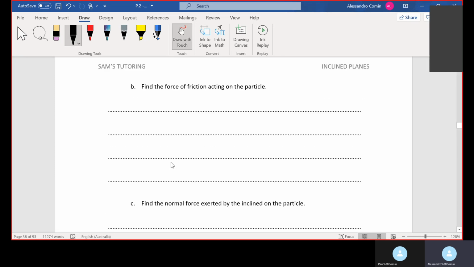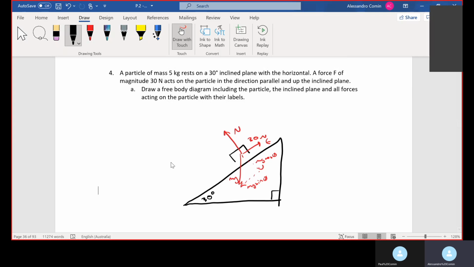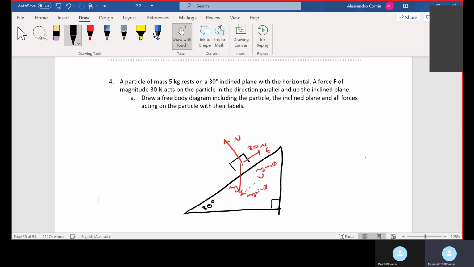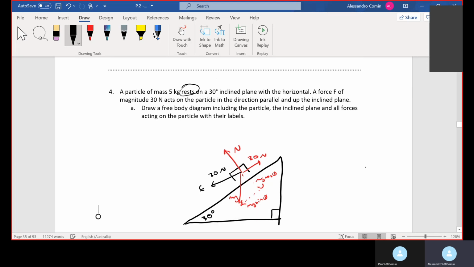Question B asks for the force of friction acting on the particle. Now it says that the particle of mass rests, which obviously implies that it's at rest. So in order for it to be at rest, all the forces have to cancel, which means there must be 30 newtons pointing down the slope, so the friction must be 30 newtons down the slope. I hope that isn't too hard to see. These forces must cancel out for the object to have no net force and hence be stationary.